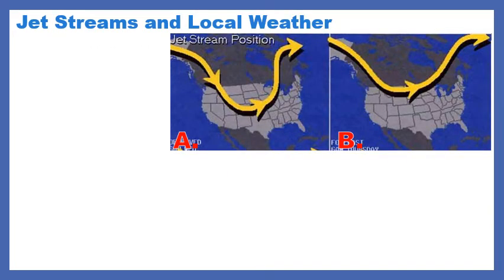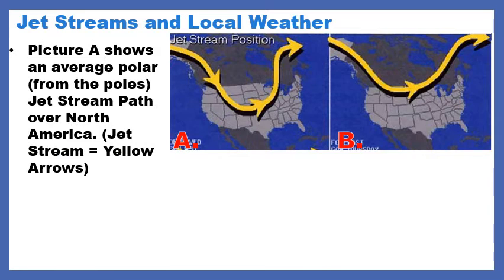Let's see how exactly jet streams can affect local weather. I have two pictures here side by side, A and B. Picture A shows an average polar jet stream path over North America, that means from the pole. So that's the yellow arrows. That is the jet stream path. Please remember that the poles are generally colder than places closer to the equator. So this is going to be a cold wind blowing in.